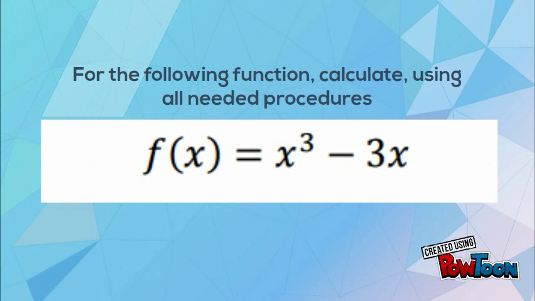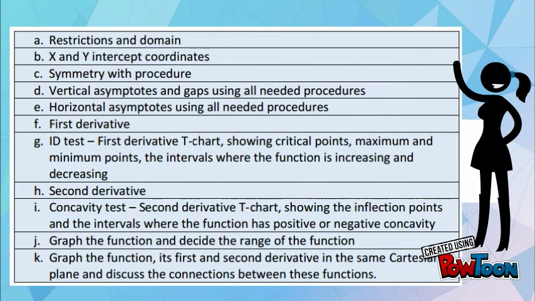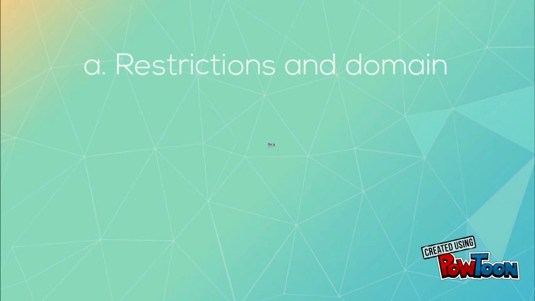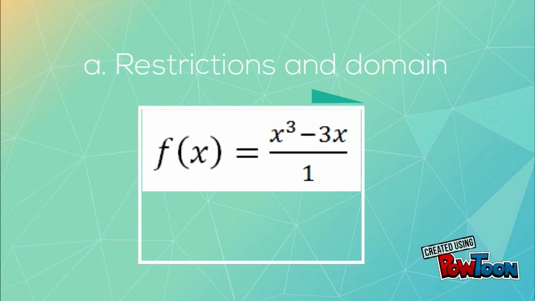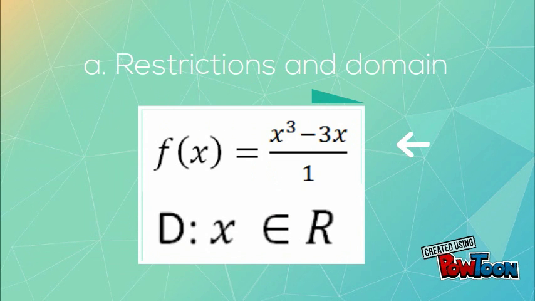Our project states, for the following function, calculate using all needed procedures. What we need to calculate are the 10 steps of comprehensive graphing, which are: A. For the domain, we needed to look to the denominator. Since there is no restriction in there, since it's 1, the domain will be x belongs to all real numbers.